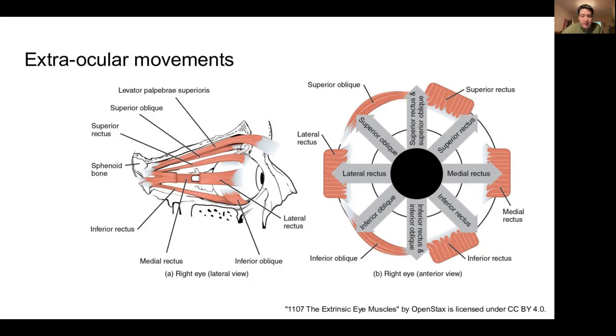Easy way to remember is the up and down, left to right is usually mainly the rectus muscles. The names correlate, so medial rectus pulls medially, lateral rectus pulls laterally, superior and inferior, obviously. And then inferior and superior oblique, they go at an angle, at oblique angles, and they also have some action going up and down too.